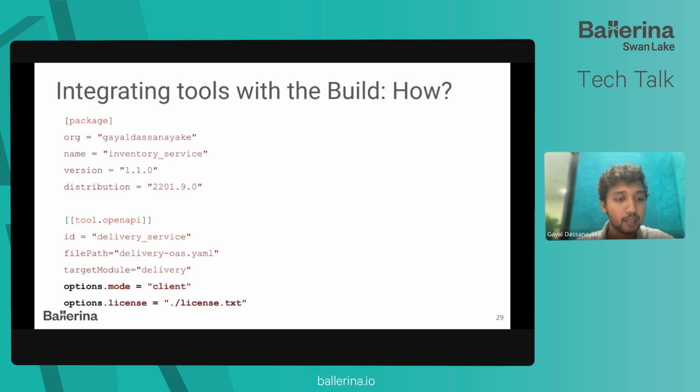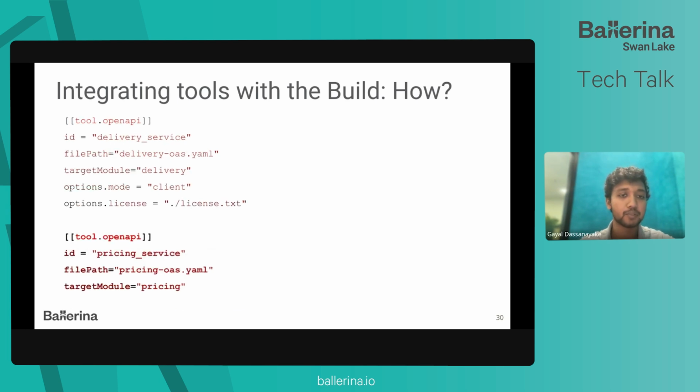And also there can be different options available. In this case, for OpenAPI, there are a set of options like mode, license, status code binding, and tags, and there are several other options as well. If you note here, this tool.openapi is not a table but an array. That means we can have multiple tools, multiple OpenAPI specifications integrated into this package, and that way we can generate multiple OpenAPI clients into different modules of the same package.